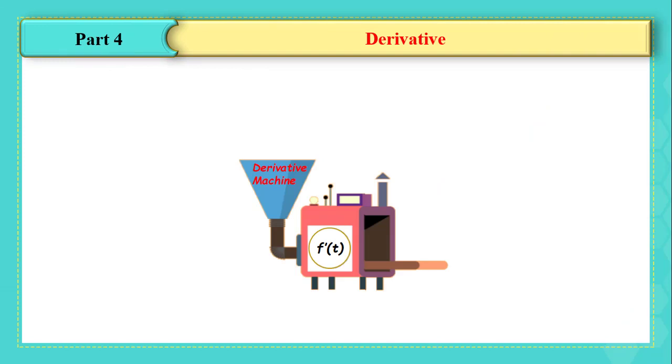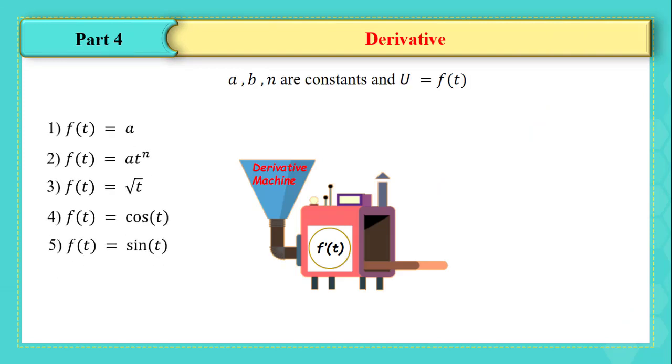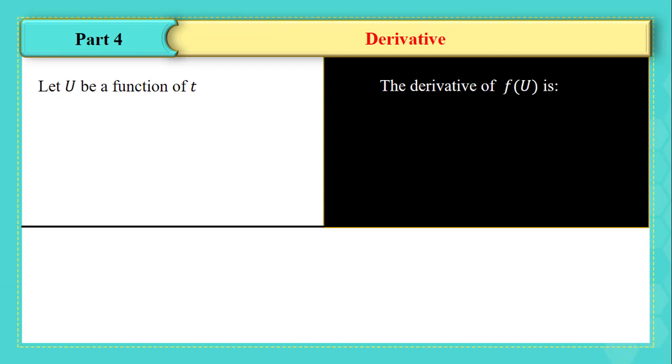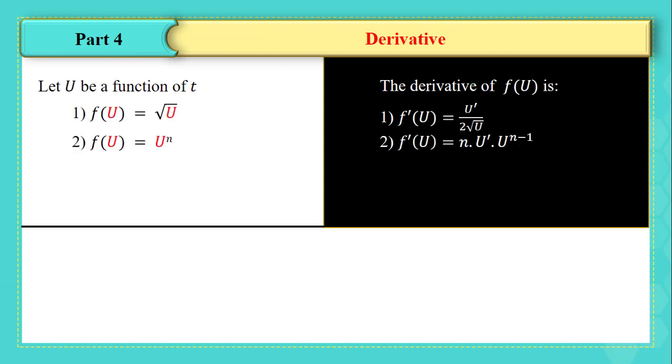Let's remember from math some rules of the derivative. Try to guess them alone. Now we are going to apply on these rules 3 examples. Remember that u is a function of t and t is our variable.